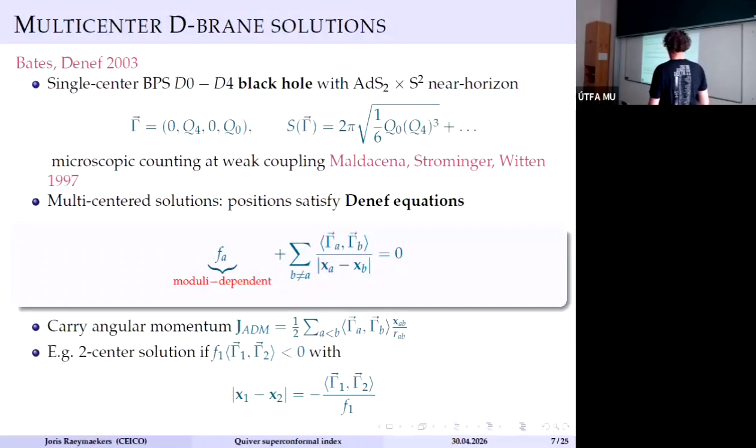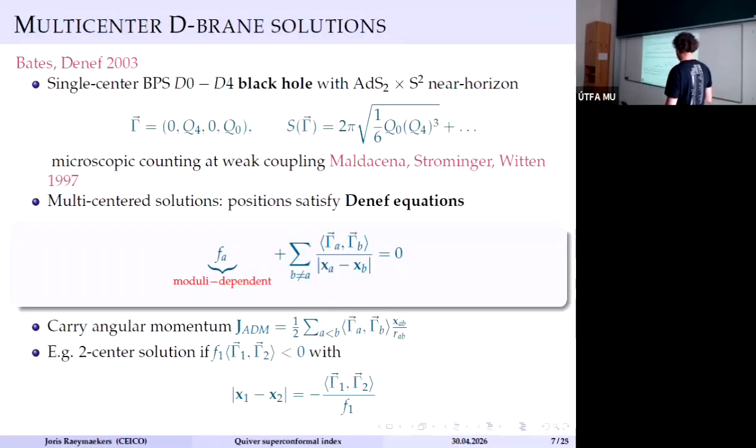Besides a single-centered black hole, there are also these multi-centered solutions, and their positions have to satisfy certain constraints, which are called the denef equations. So they feature these inner products. There's a constant here, which is dependent on the moduli, the values of the scalars at infinity, in such a way that if you vary the moduli, solutions to these equations can start or stop existing, and in relation to walls and all these phenomena.